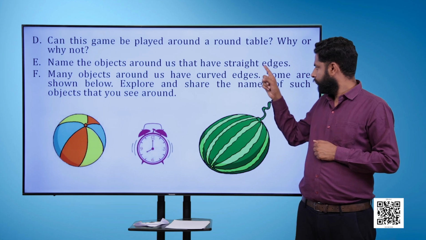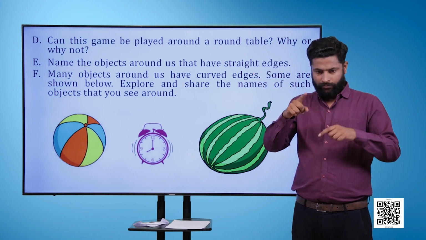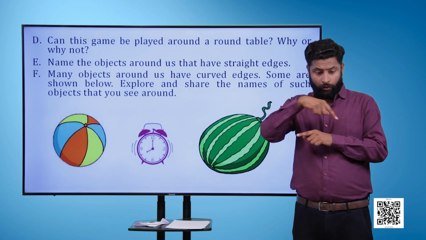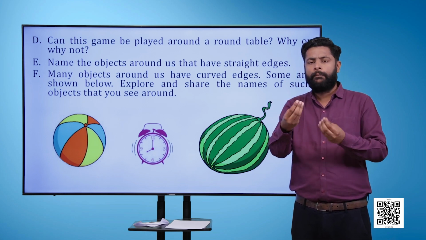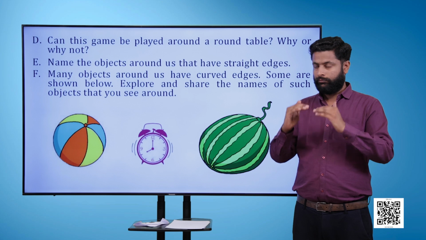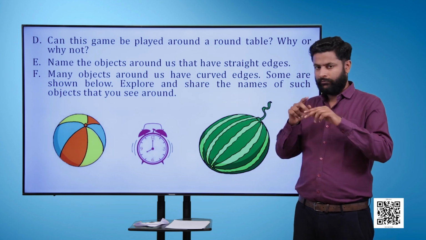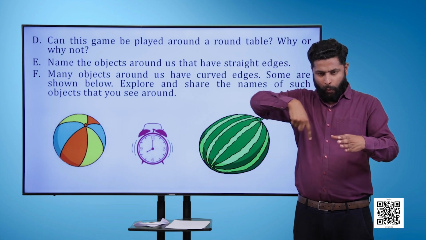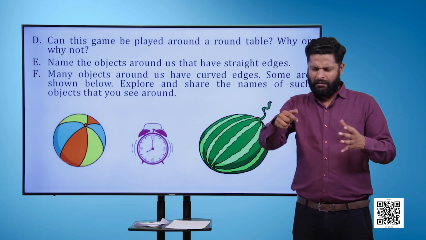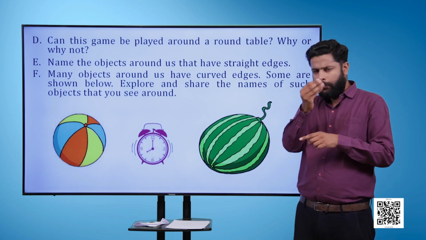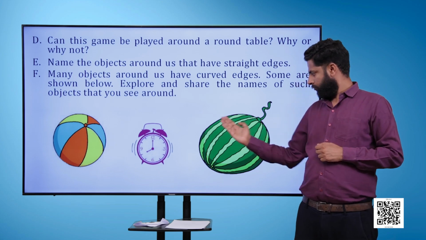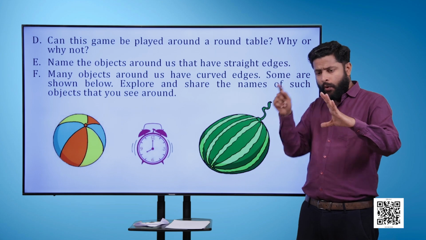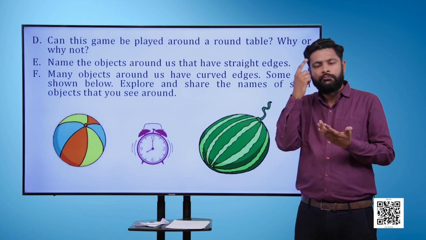E. Name the objects around us that have straight edges. F. Many objects around us have curved edges. Some are shown here. Explore and share the names of such objects that you see around. The first one is a ball, second one is an alarm clock, and the third one is a watermelon.